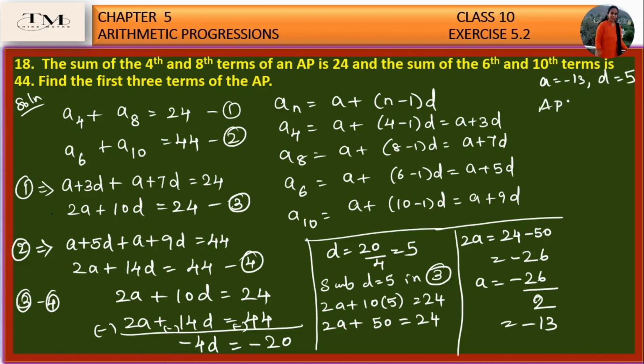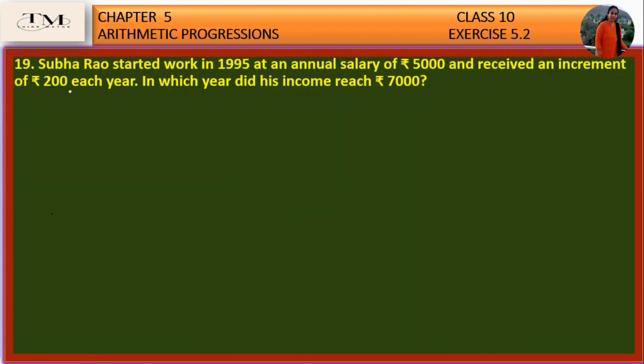So the required AP is, first term is minus 13. So if you add minus 13 plus 5, this is minus 8. Minus 8 plus 5 is minus 3. So these are the first three terms. Okay, I hope you can understand this problem. So I move on to the next one.